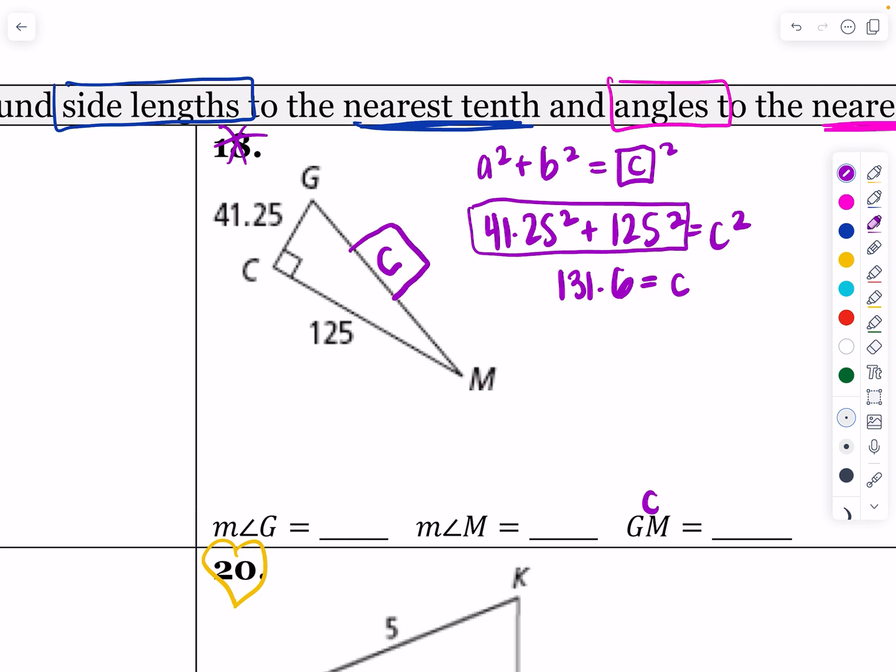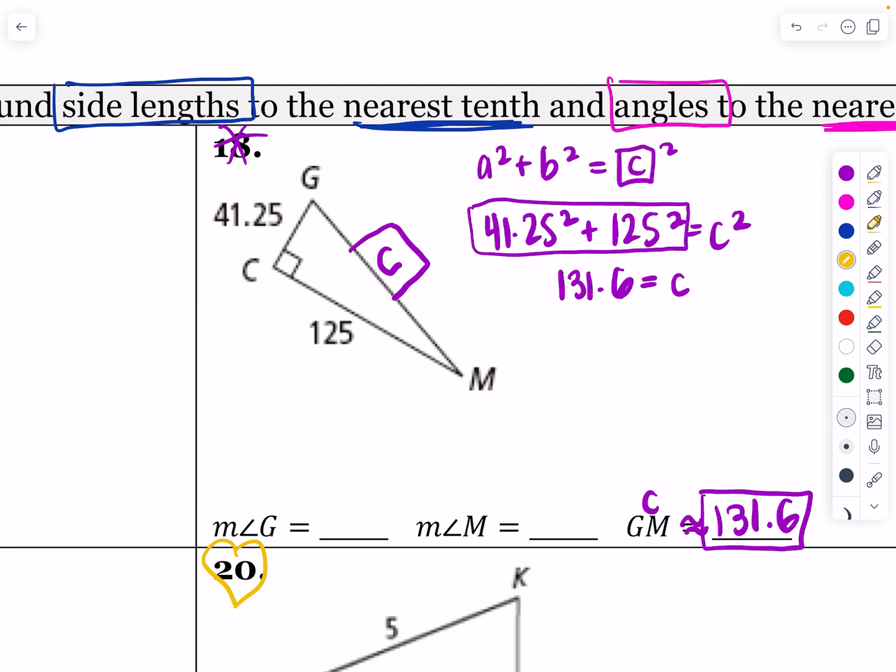Now we want to make sure that that makes sense as an answer. If this is the hypotenuse, would 131.6 make sense as a hypotenuse? Is it bigger than 125 and 41.25? And it is. That's about 131.6 rounded. Okay, so there's my hypotenuse, my other side, I should say. I already had the two legs. And so now I have all three sides.